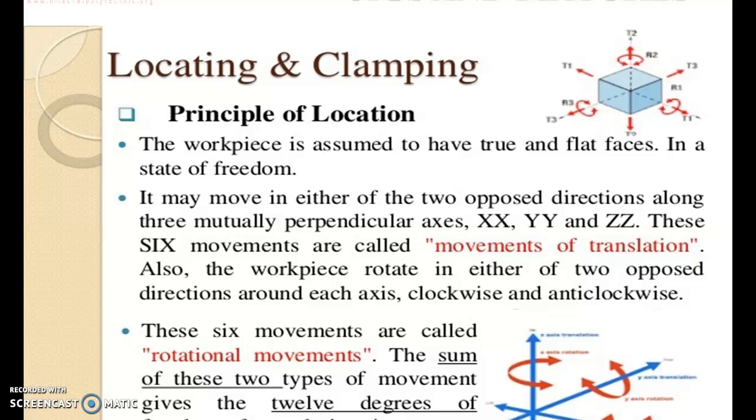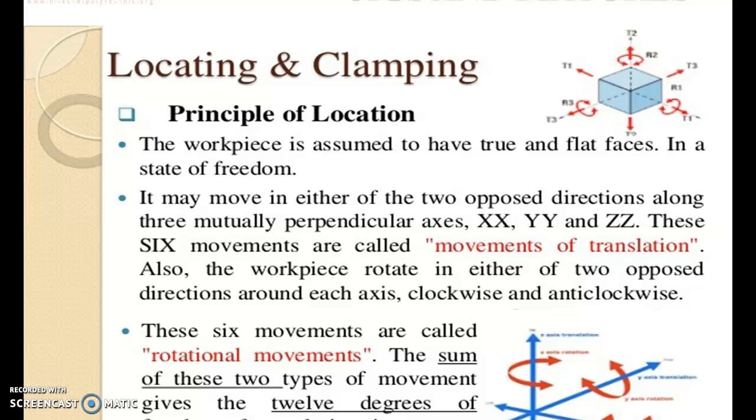In my previous videos of production technology, we already discussed locating and clamping. Let us start today's video with the principle of location.